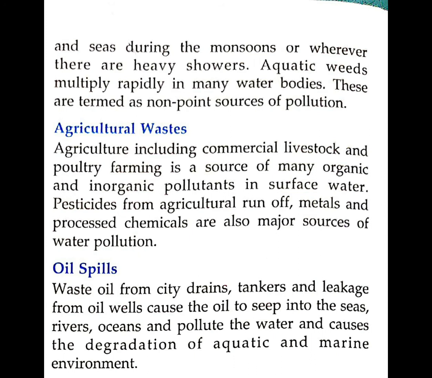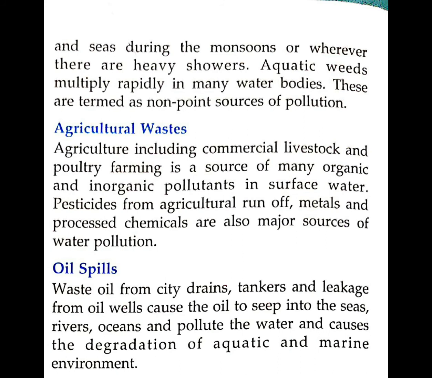Now, agricultural waste. Agriculture, including commercial livestock and poultry farming, is a source of many organic and inorganic pollutants in surface water. Pesticides from agricultural runoff. A pesticide is a kind of insect-killing, pest-killing chemical. Metals and processed chemicals are also major sources of water pollution. Now is oil spills.